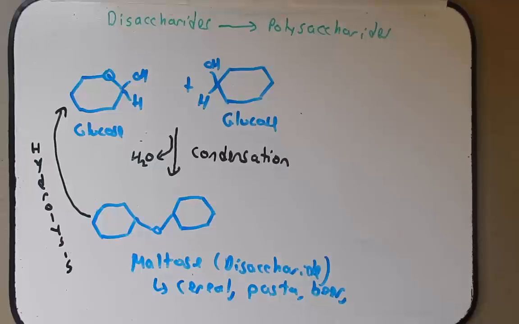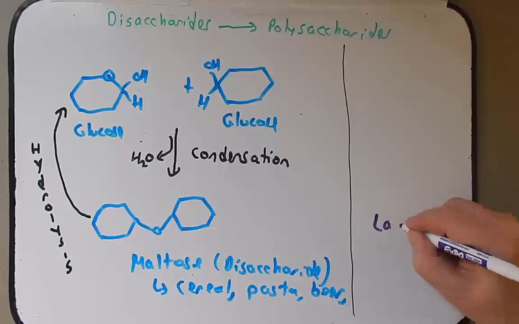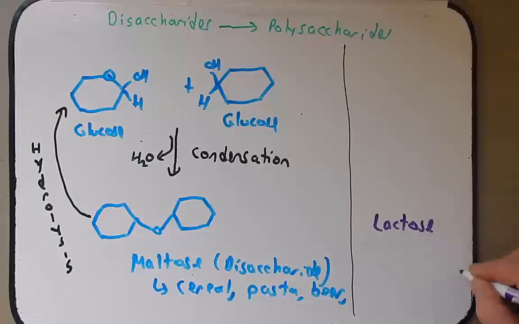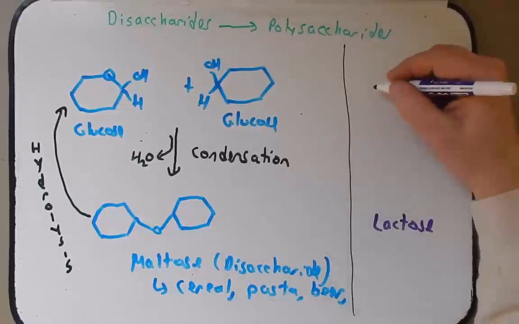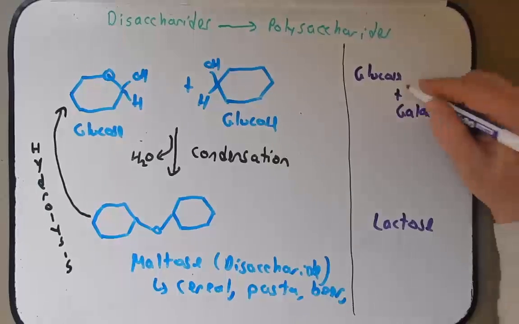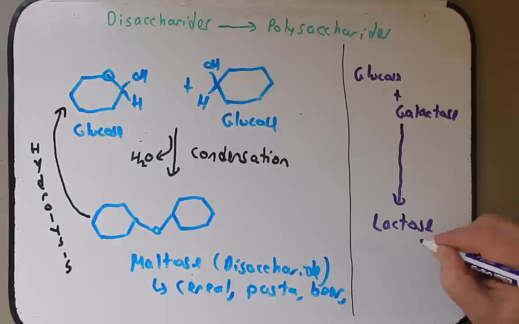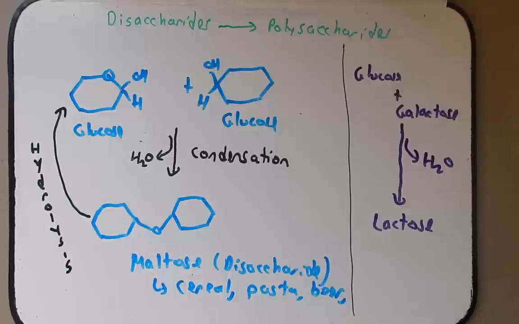Another disaccharide I'd like you to know is lactose. And I'm not going to draw this one out, I'm just going to write the word. So lactose, which is the sugar that's found in milk. And you make lactose also by a condensation reaction, but by using a glucose plus a galactose. These 2 monosaccharides together will create lactose, also releasing water, because it is also a condensation reaction.